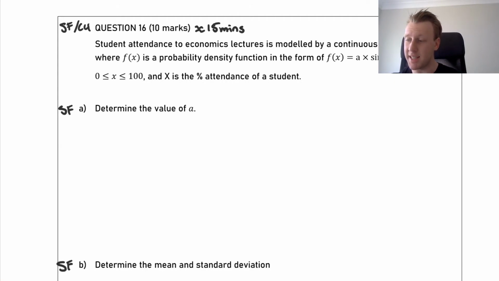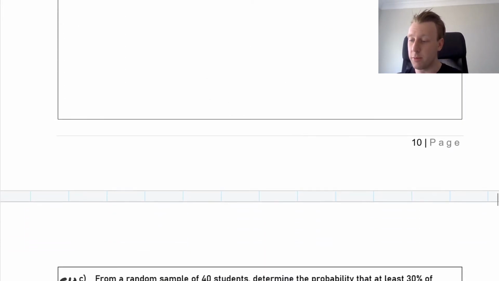So you've got the attendance rate in economics lectures modeled by a continuous random variable, or a PDF, where x is bounded between 0 and 100. So that is the percentage of attendance. Okay, f of x is the function, and that is the general form of it. So you want to determine the value of a, and then you want to determine the mean and the standard deviation. We can do that. That's our simple familiar stuff.